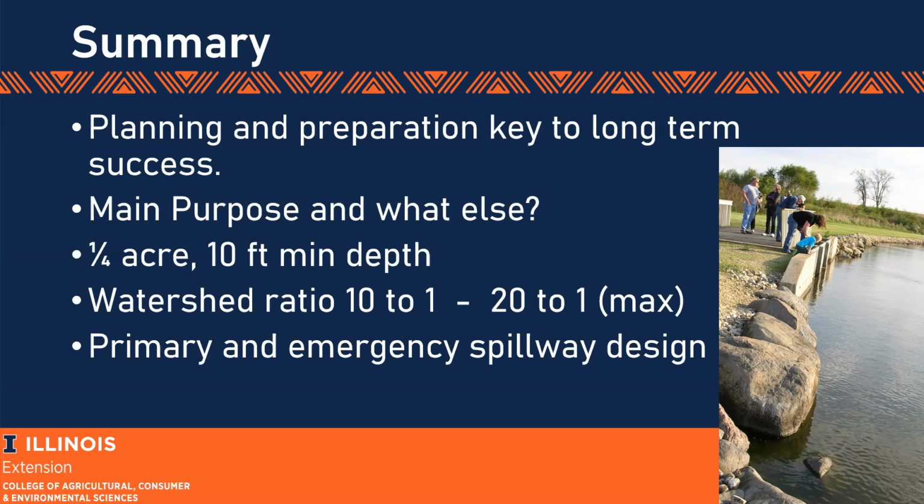Really think about that primary and emergency spillway design so that it meets that ratio, so you don't have to worry, when we get a 2-inch rain on saturated soils in a pretty short period of time, is my pond dam going to collapse? Am I going to lose the pond? Am I going to flood my neighbors out? With a little bit of preparation, we don't have to worry about those things.